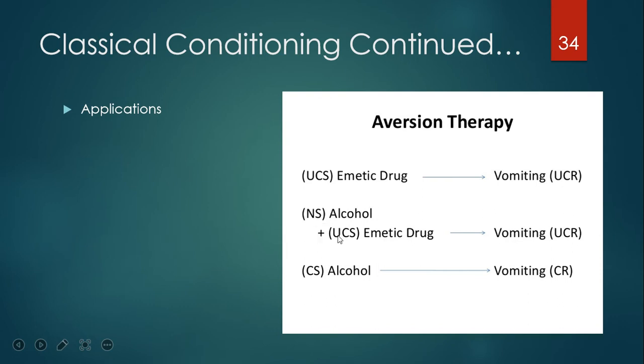So before long, you learn to associate alcohol with the very unpleasant experience of vomiting. So before long, alcohol becomes a conditioned stimulus and vomiting becomes a conditioned response. You start to realize that anytime alcohol is around, there's a good chance that you're going to be vomiting because of that association between the emetic drug and alcohol.